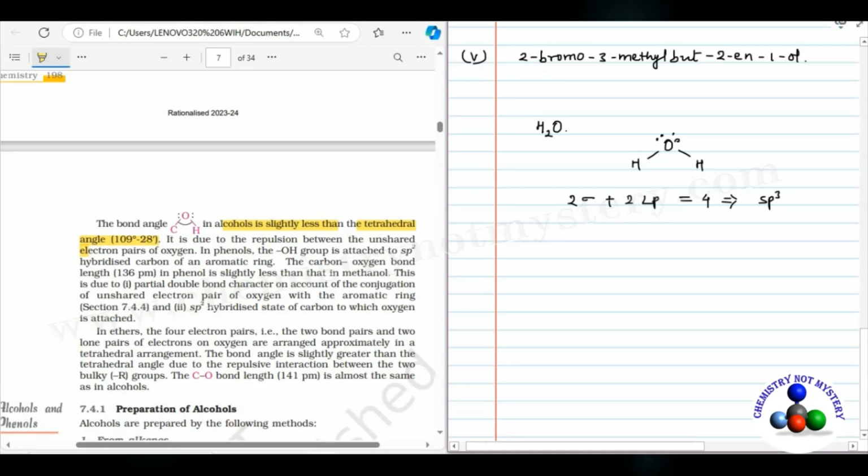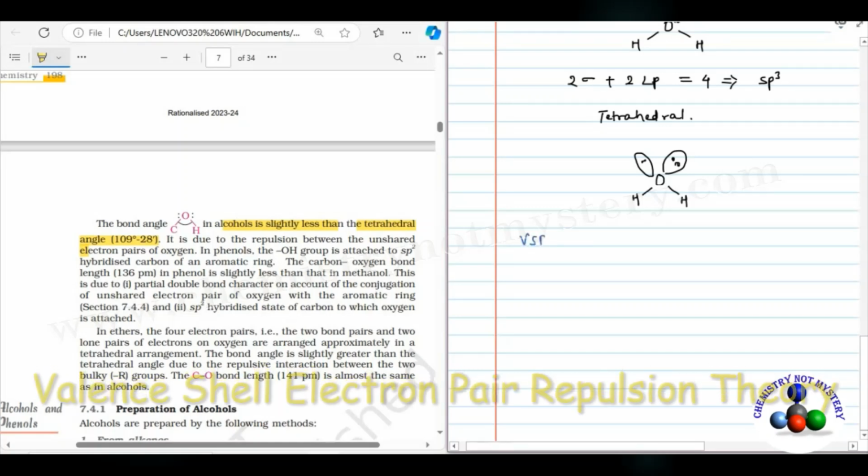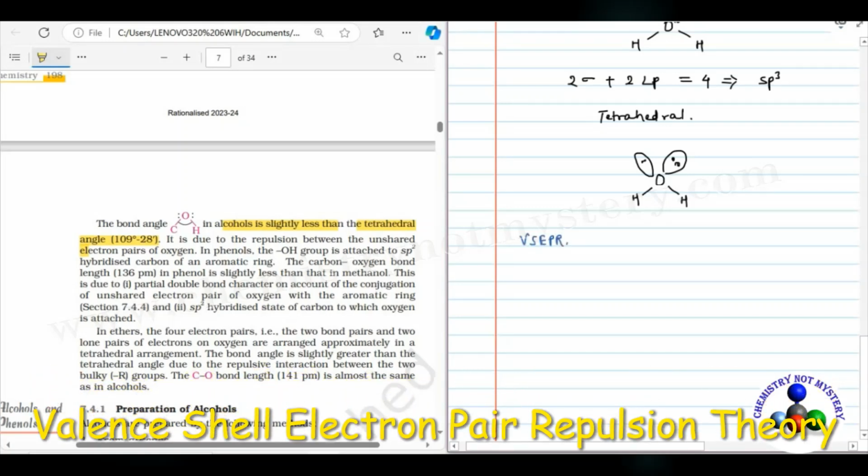For sp3, geometry should be tetrahedral. So the geometry of water should be tetrahedral. When you draw tetrahedral geometry, here this is oxygen. There are two sigma bonds bonded to hydrogen and there is presence of one lone pair and there is another lone pair. Due to presence of these two lone pairs, and you might know very well VSEPR theory. So VSEPR theory means valence shell electron pair repulsion theory.